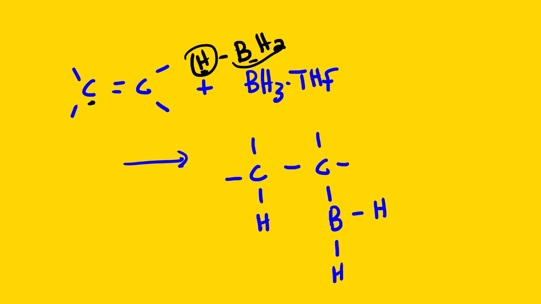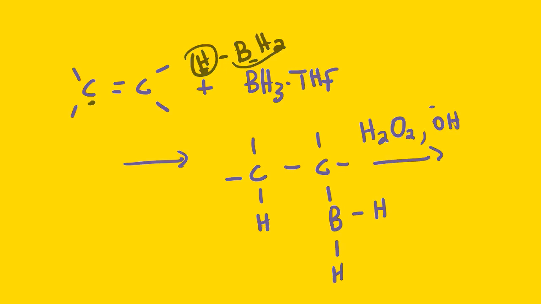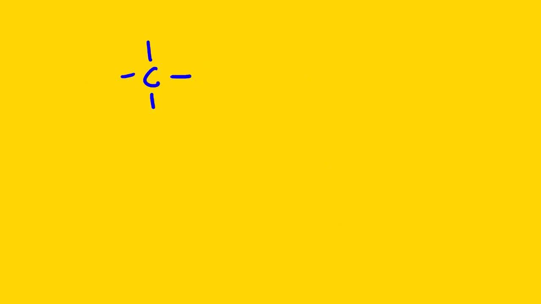So you can see that this part is attached to this carbon, and this part to this carbon. And then we have to continue to oxidize. Remember that we want an alcohol, so we are going to use hydrogen peroxide, and then this will form an alcohol. And you should know that we don't have any rearrangement in this particular reaction. So let us look at an example.